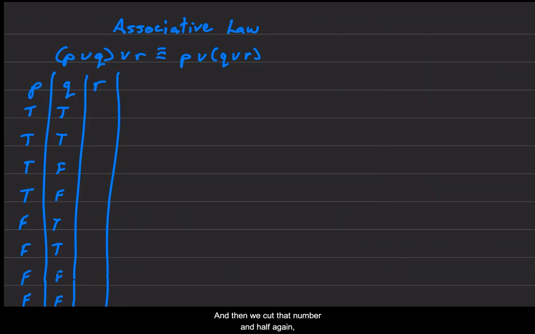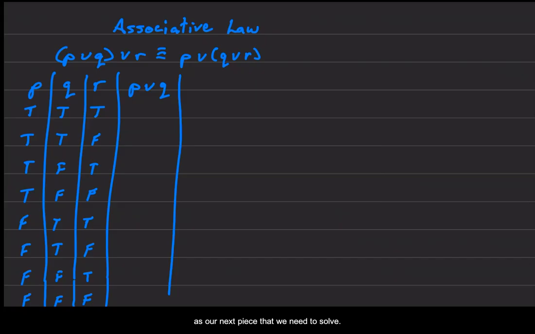And then we cut that number in half again. So we cut the 2 in half down to 1. So now for R, it alternates every variable. So true, false, true, false, true, false, true, false. And that gives us all of the possible combinations. And then we need to come up with P or Q as our next piece that we need to solve.